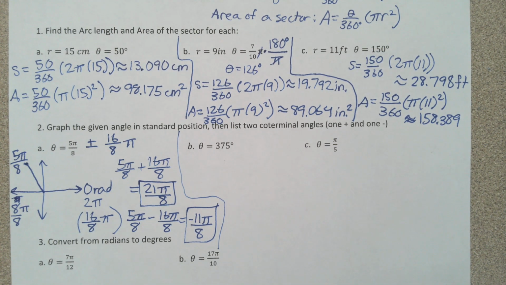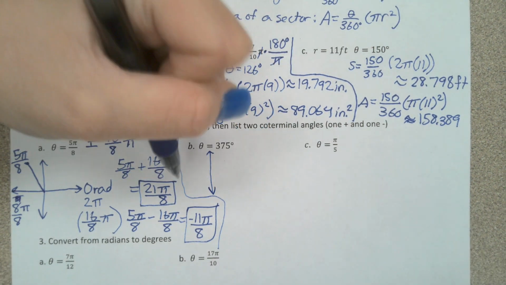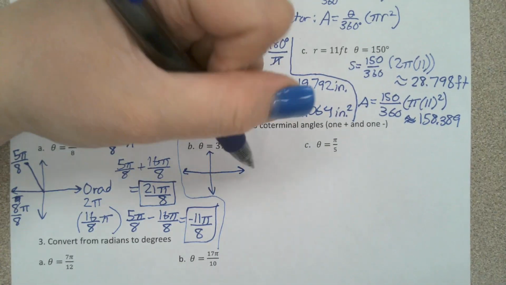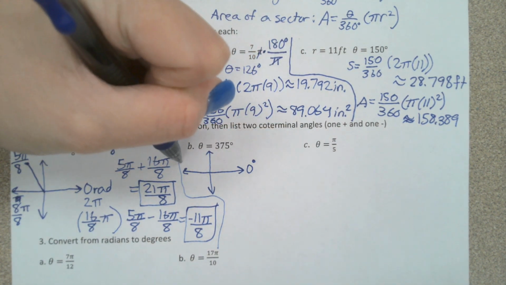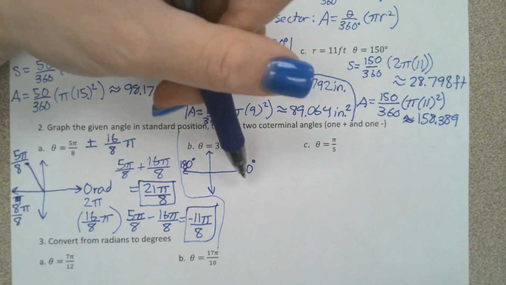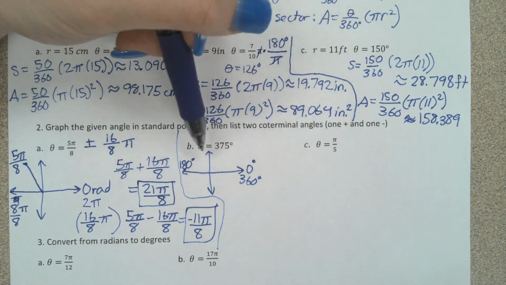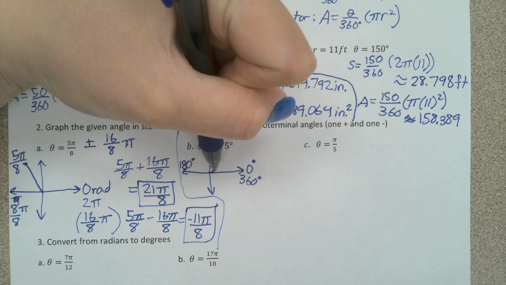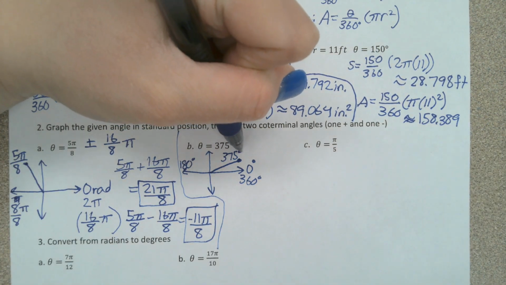Part B, theta equals 375 degrees. Same idea. I'm going to graph where that is on the circle. This time we're in degrees. We know that the starting point here is 0 degrees, halfway around the circle on the left side is 180, and a full circle is 360. So 375 is past a full circle, but not by much. So we're going to be over here for 375 degrees.